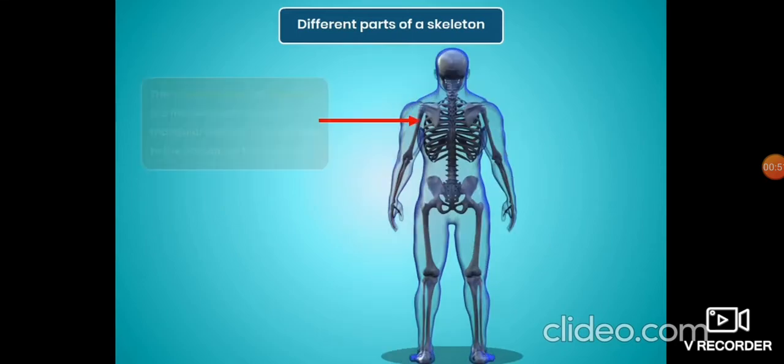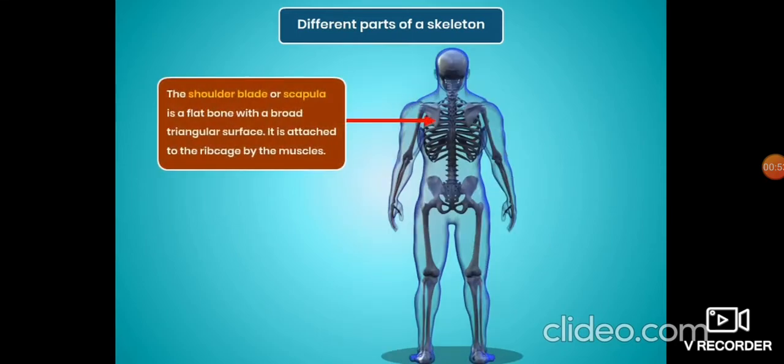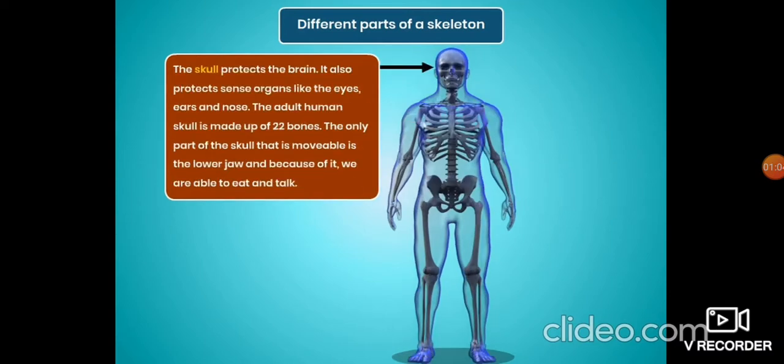Now first, let's study about different parts of the skeleton. The shoulder blade or scapula, it is a flat bone with a broad triangular surface. It is attached to the rib cage by muscles. The skull, the upper portion, it protects the brain. It also protects the sense organs like eyes, ears and nose.